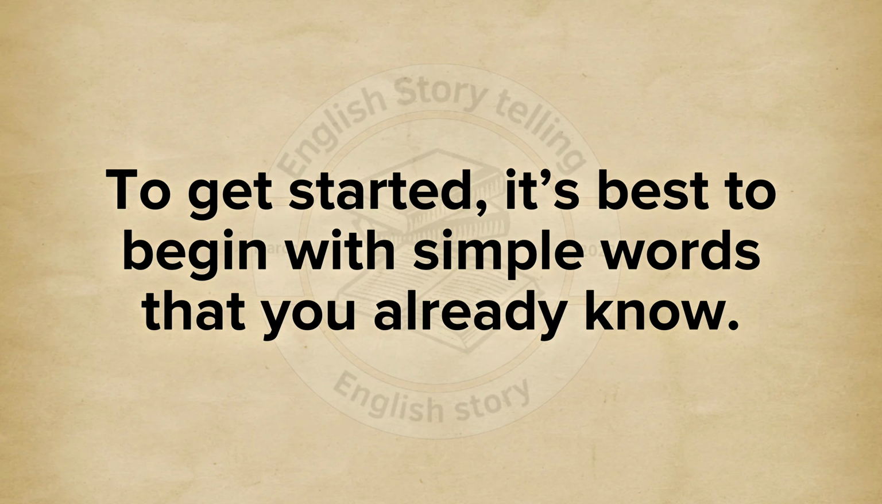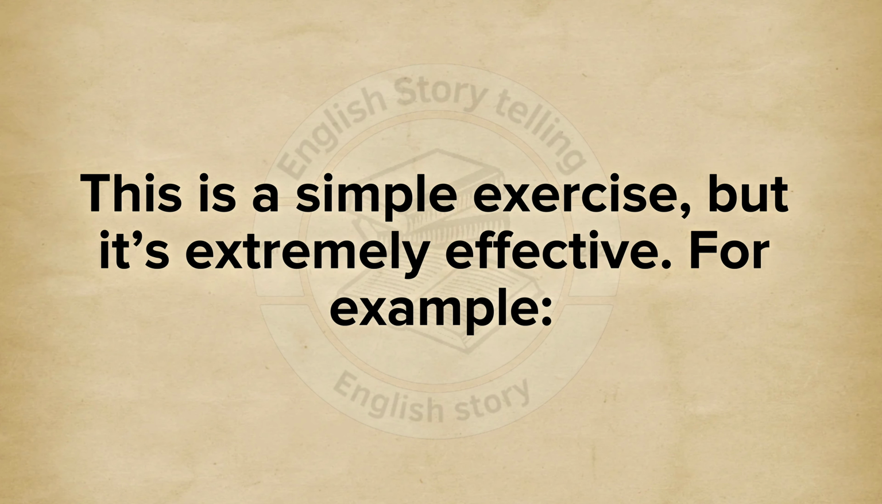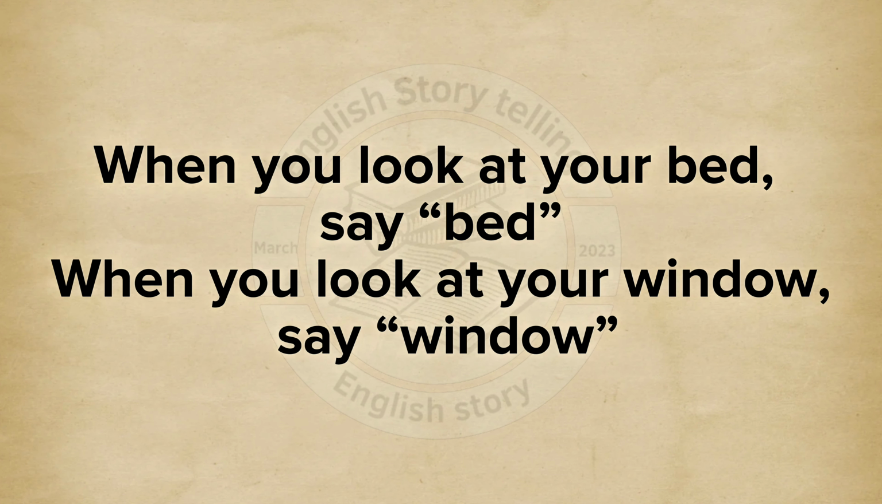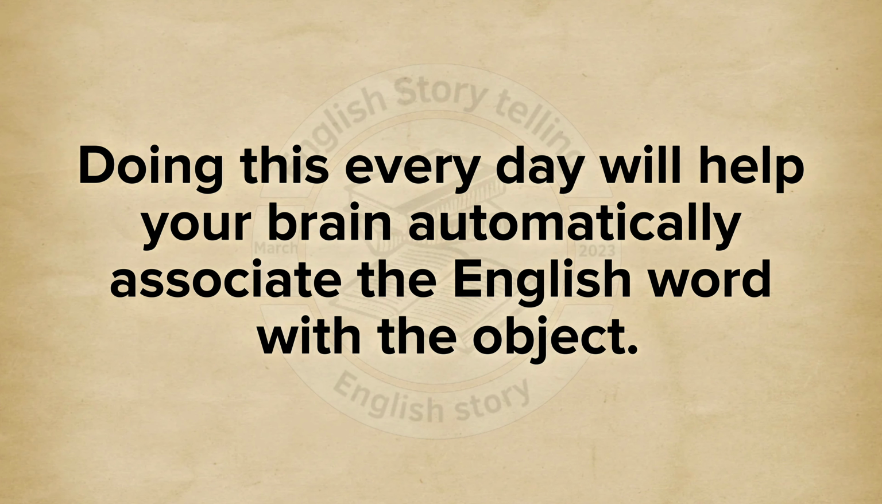To get started, it's best to begin with simple words that you already know. When you wake up in the morning, look around your room and name things in English. This is a simple exercise, but it's extremely effective. For example, when you look at your bed, say "bed." When you look at your window, say "window." When you look at your phone, say "phone." When you look at your door, say "door." Doing this every day will help your brain automatically associate the English word with the object.